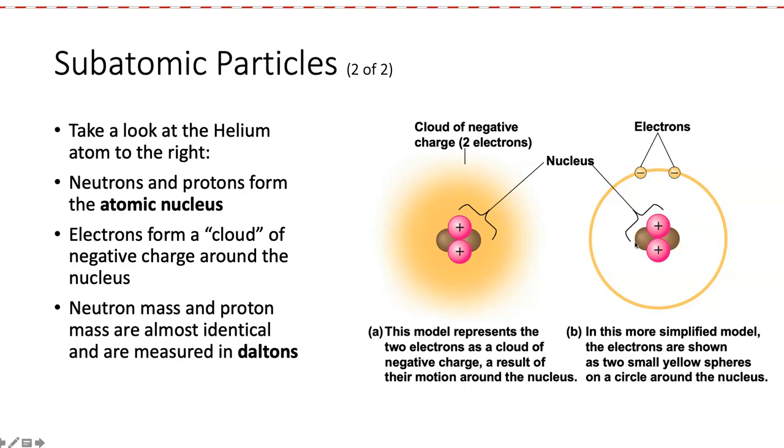If we're trying to think about the mass of an atom, remember we were just talking about mass, then what we're going to talk about is how many protons and neutrons are in the nucleus. If you add those two up, you're talking about mass, and the mass of atoms is measured in daltons.